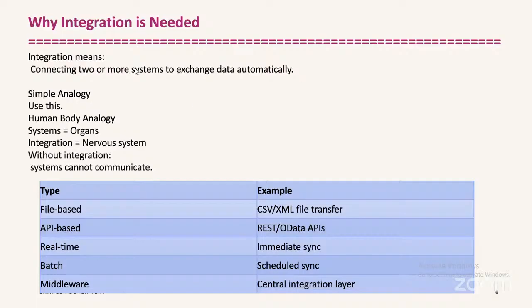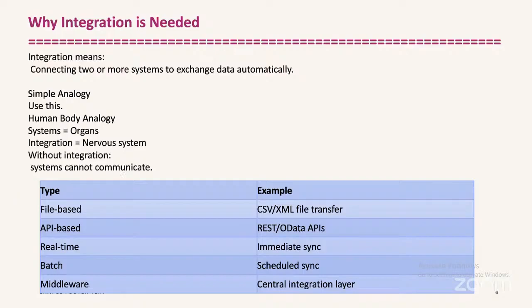I will explain integration with a simple analogy, the human body. Consider systems as our organs. Integration is like our nervous system. Without integration, the systems cannot communicate. Without integration, we cannot communicate with different systems.